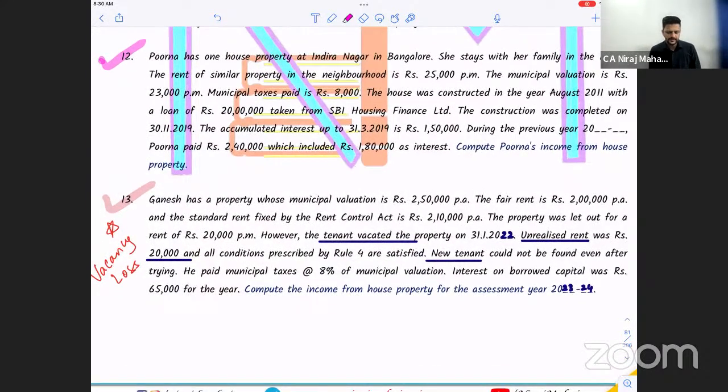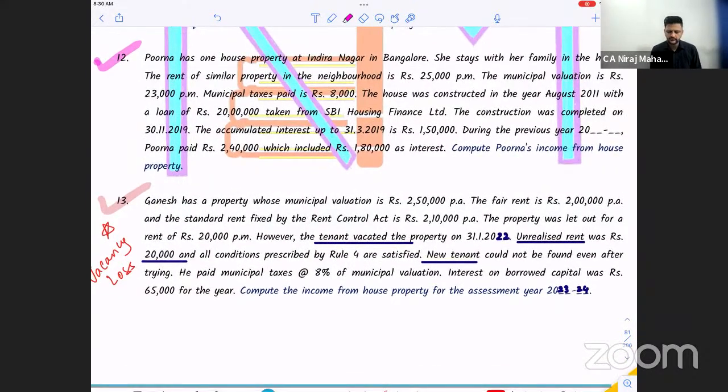Purna has 1 HP at Indira Nagar in Bangalore. Indira Nagar, that Rahul Dravid was doing that advertisement, remember? Indira Nagar ka gunda hu main. Anyways, only 1 HP.